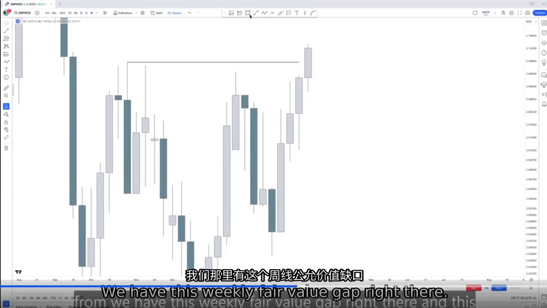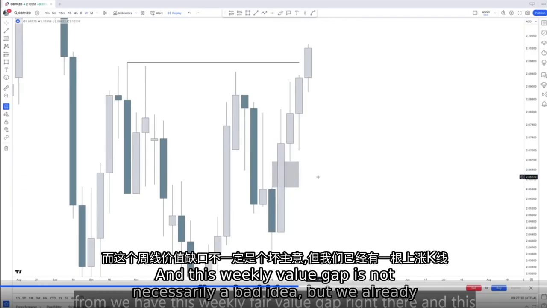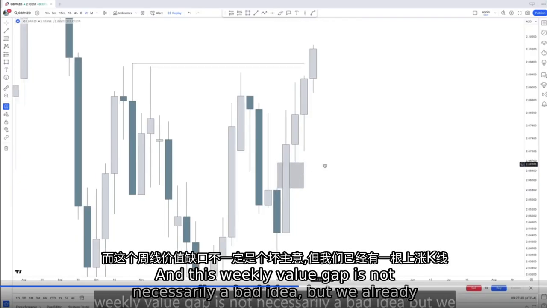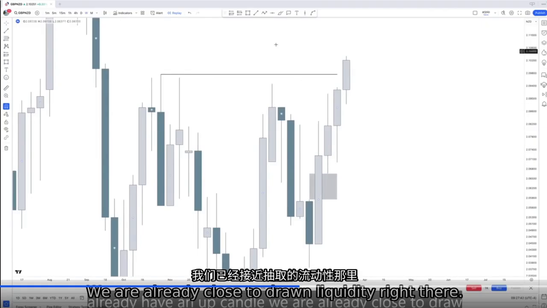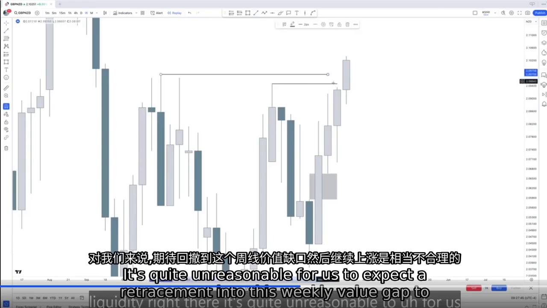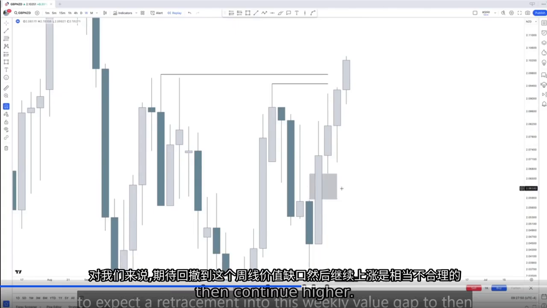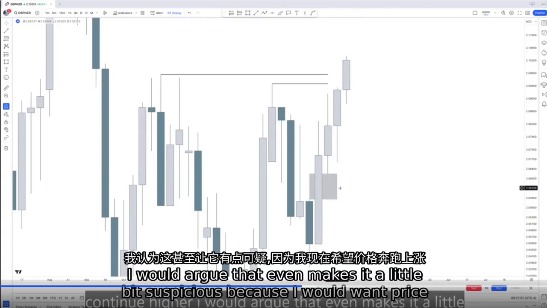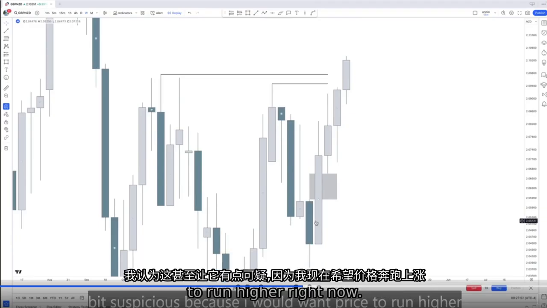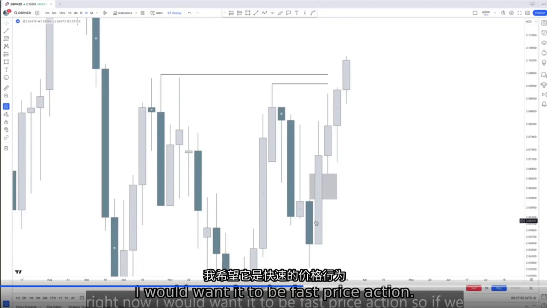We have this weekly fair value gap right there. And this weekly fair value gap is not necessarily a bad idea, but we already have an up candle. We are already close to drawn liquidity right there. It's quite unreasonable for us to expect a retracement into this weekly fair value gap to then continue higher. I would argue that it even makes it a little bit suspicious, because I would want price to run higher right now. I would want it to be fast price action.